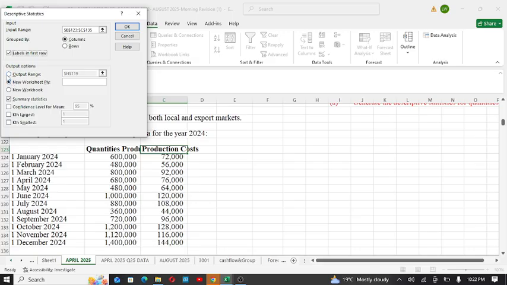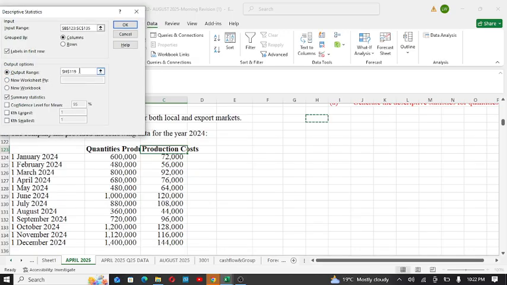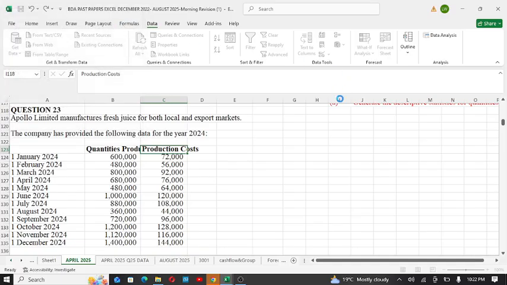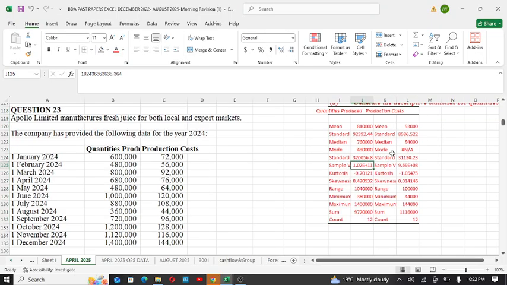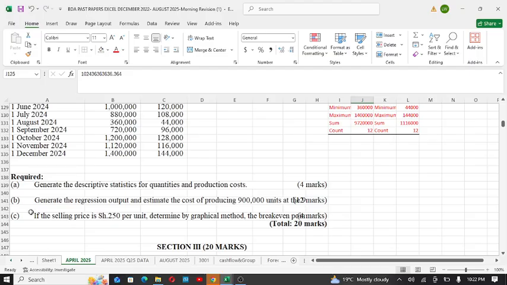Then we don't want a new sheet, we just need the same sheet. We can just have our answer here, and then make sure that summary statistics is ticked. We are not asked about confidence level. If we were asked about 95% confidence, we could have ticked here. But because we haven't been asked, let's just leave it the way it is. Then click OK, then you have your values here. That's how you are supposed to answer part A of the question.